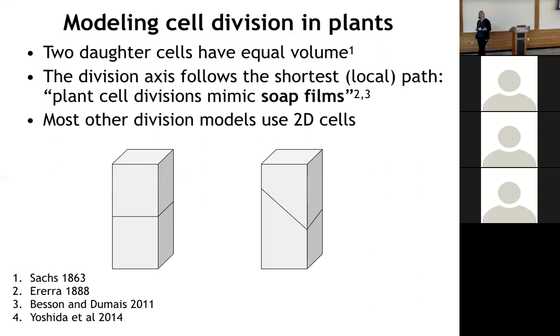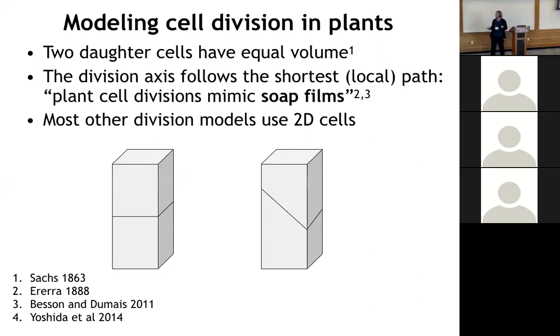A lot of the other modeling that's been done has used 2-dimensional plant cells. But we all know, everyone sitting here knows why people use 2D imaging, right? Because it's easy, but it's not very accurate, right? Yeah, I see some people nodding, you know what I'm talking about.